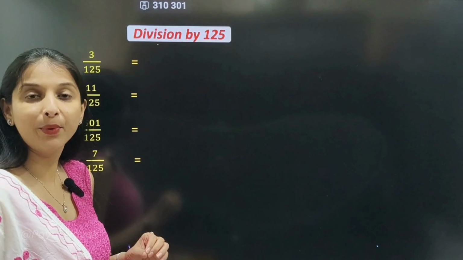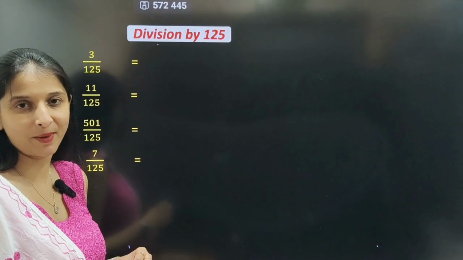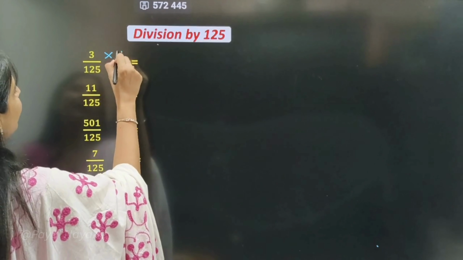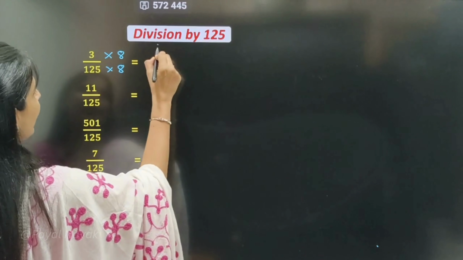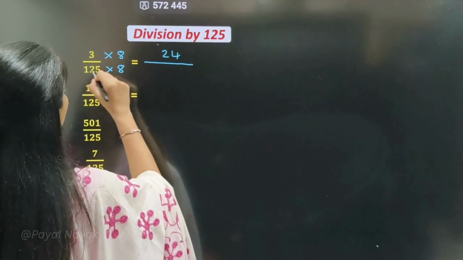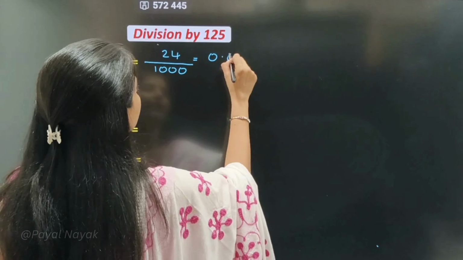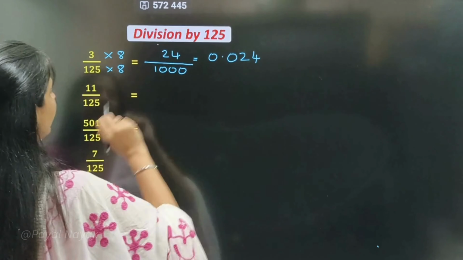Now dividing by 125 is a bit tricky and also time consuming. So let's understand the trick. Here you can just multiply the number by 8. So 8 3s are 24 and 125 into 8 is 1000. So you just need to put the decimal point just before 3 digits.